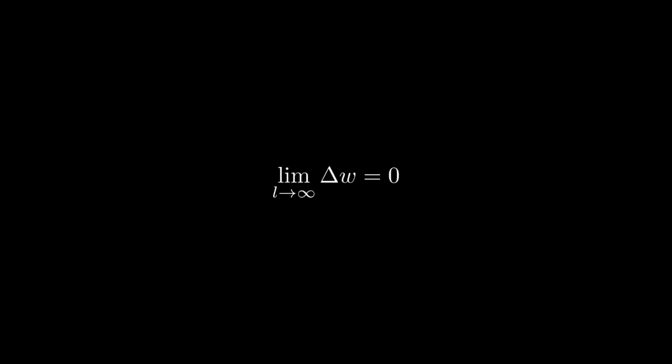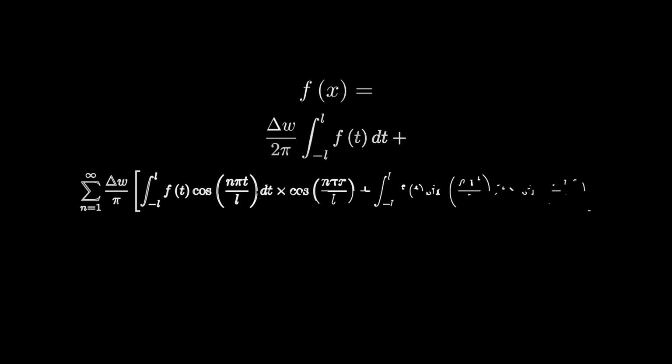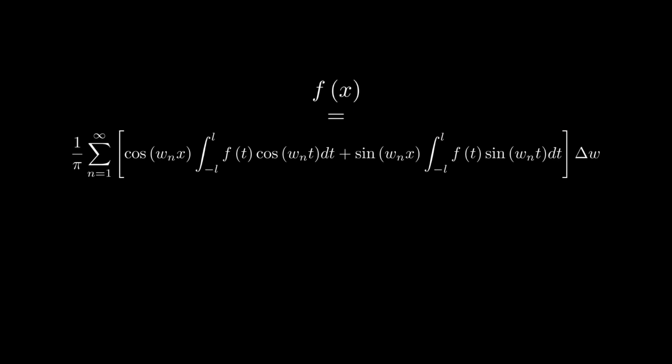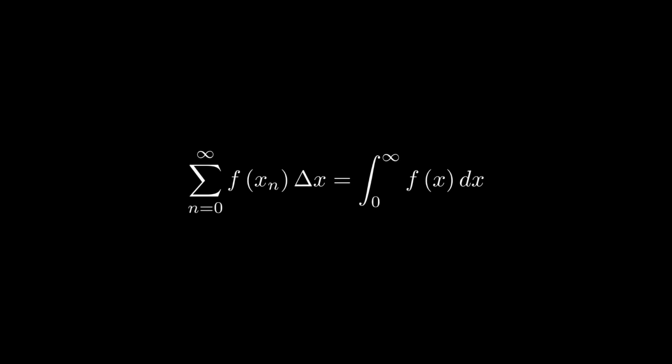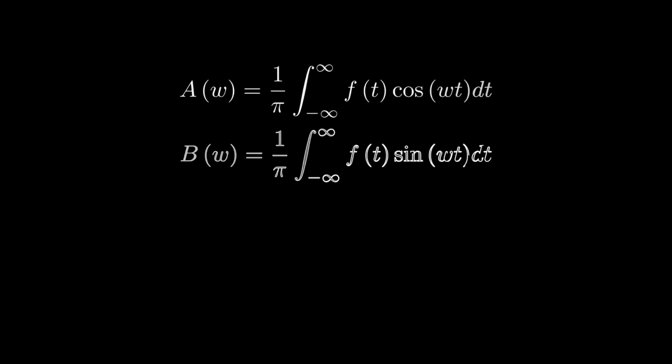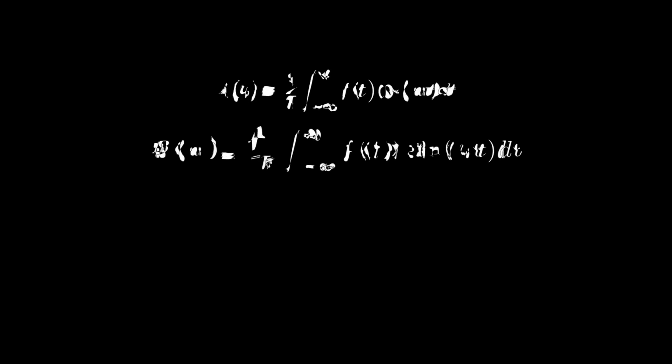Now since it's a non-periodic function, the period of the function is infinity. Since L tends to infinity, delta w tends to 0. This term in the series converges to a finite value and it is equal to 0. This is in the form of Riemann sum, which is defined like this. So the sigma symbol is removed and replaced with an integration symbol. Now if you substitute these terms with A(w) and B(w), you will finally get this equation, which is the Fourier integral formula.